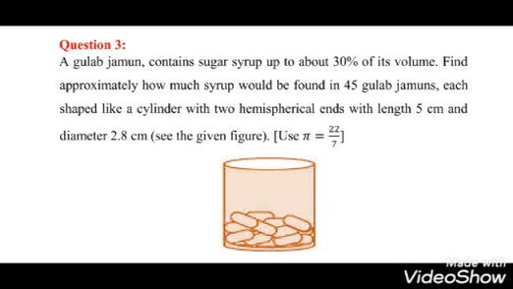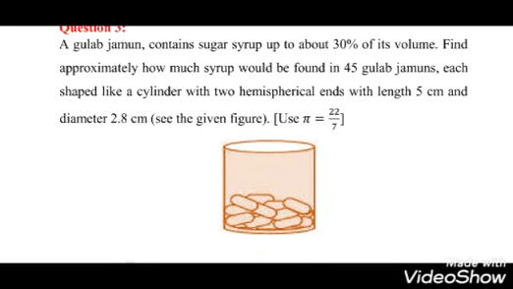So we need to find out the volume of a gulab jamun first. A gulab jamun is a combination of a hemispherical part and a cylindrical part, so we need to find the volume of the hemisphere and the volume of the cylinder. Then we find the volume of the 45 gulab jamuns and take 30% of it. So totally, how much sugar syrup must be present in the container?